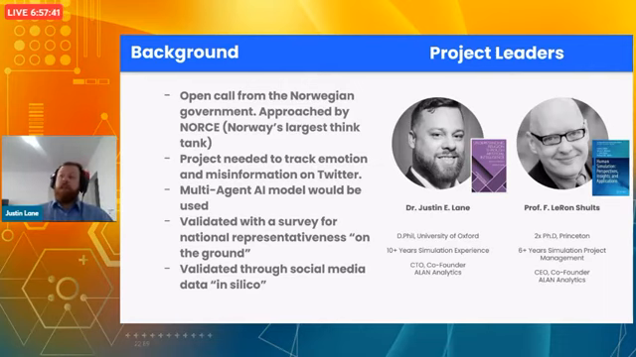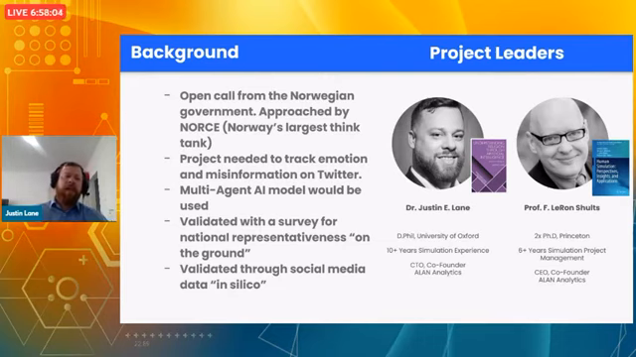So we came forward and said, we're not epidemiologists, but they needed to track emotion and misinformation on social networks. Particularly, they were interested in Twitter, and Twitter, of course, was very interested in opening up data pipelines to researchers so that we could get more data and better understand how that was going in time. So that was also a really interesting collaboration.